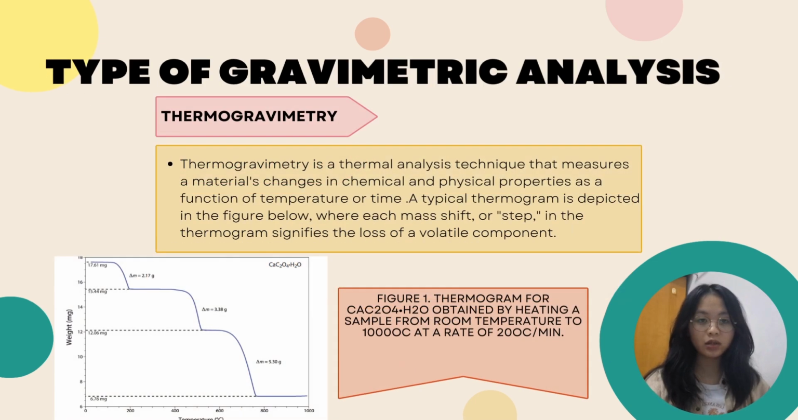Lastly, we have thermogravimetry. It is a thermal analysis technique that measures material changes in chemical and physical properties as a function of temperature or time. A typical thermogram is depicted in the figure below, where each mass shift or step in the thermogram signifies the loss of a volatile component. A thermogram can be used to determine the breakdown reactions of a substance, as in the example shown below.